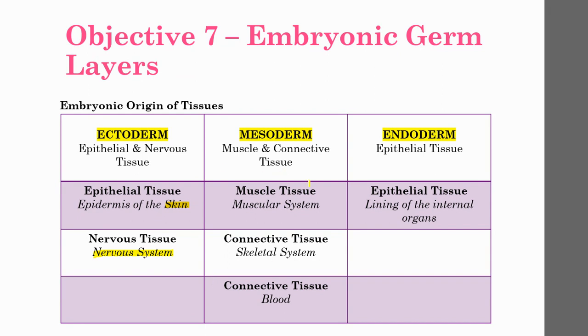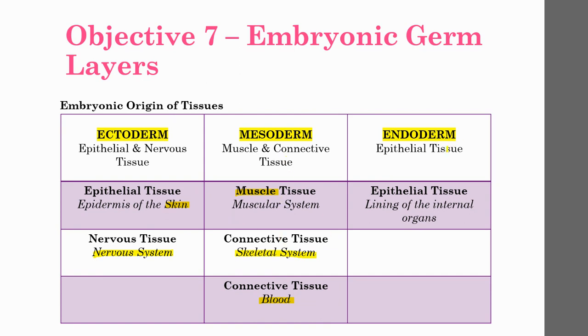Now the mesoderm, which is in the middle, think about your muscles being in the middle of your body. The mesoderm is going to give rise to your muscle tissue, your skeletal, your cardiac, and your smooth muscle. And it's also going to give rise to our connective tissue. In fact, the mesoderm is where you find that mesenchyme. And so that mesenchyme is going to give rise to all of your connective tissues, including your bones and your skeletal system, your blood, your fat, all of those types of tissues.